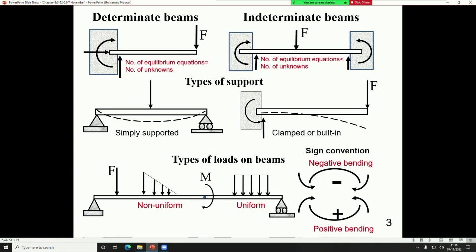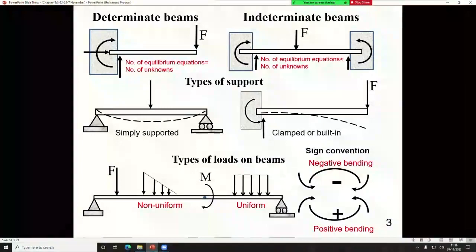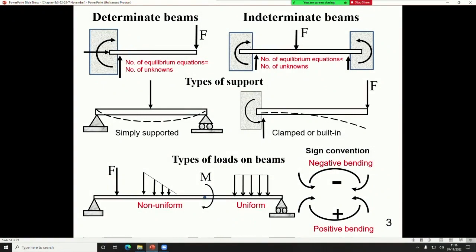We call a bending moment positive or negative not based on whether the direction of the bending moment is clockwise or anti-clockwise. We call a bending moment positive when the top layer is concave and the bottom layer is convex. We call it a negative bending moment when the top layer is convex and the bottom layer is concave. So please, could you draw a line around this part? And I repeat, the sign of the bending moment is not based on being clockwise or anti-clockwise. It's based on the shape of the beam after the moment is applied to it. Any question on slide number 3?